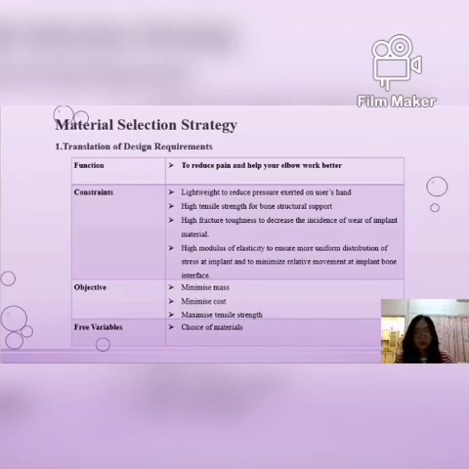The objective is to minimize mass, minimize cost, and maximize tensile strength. The free variable is the choice of material.